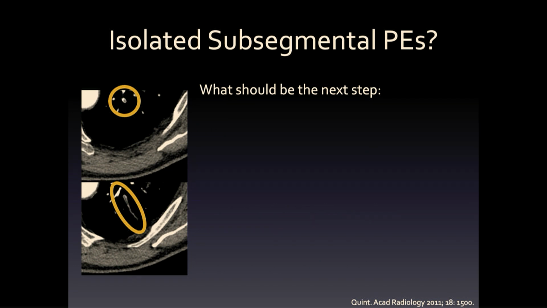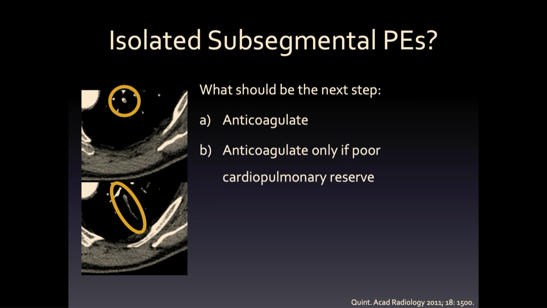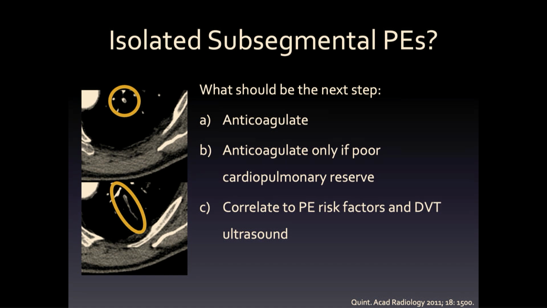This was actually a quiz question put out there. It surveyed a bunch of radiologists. What is the next treatment for an isolated subsegmental PE? Should our colleagues always treat? Just treat if the person's in tough shape? Do we figure out if they're likely to get more? Maybe do an ultrasound? Or are we supposed to say totally irrelevant? What's the right answer?